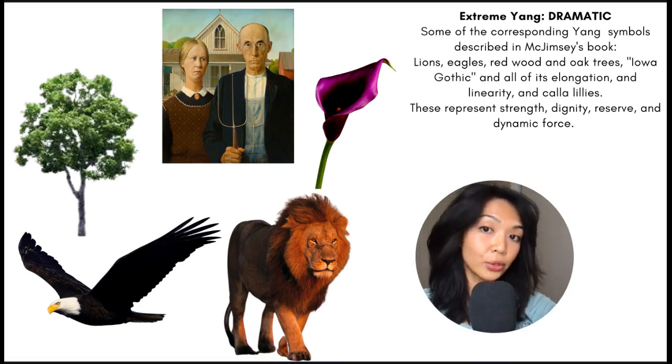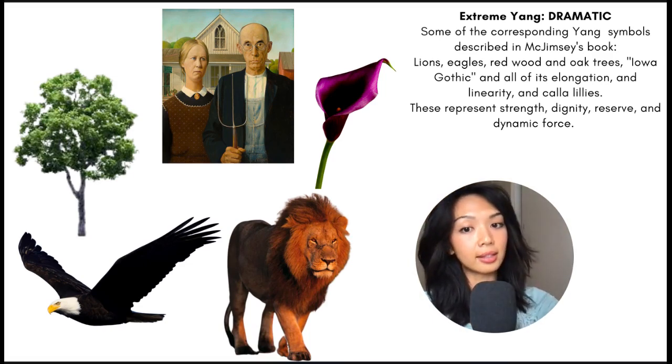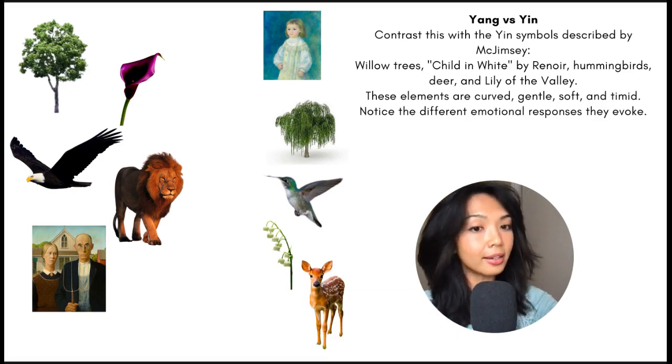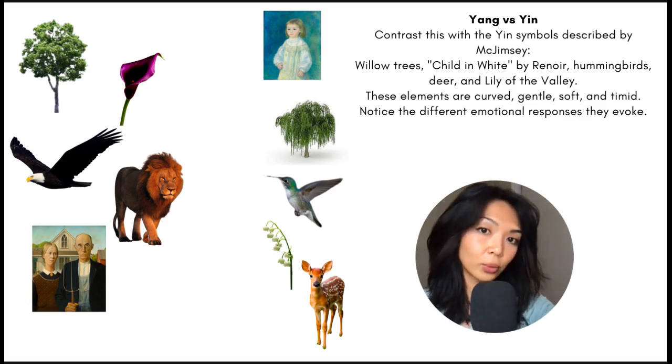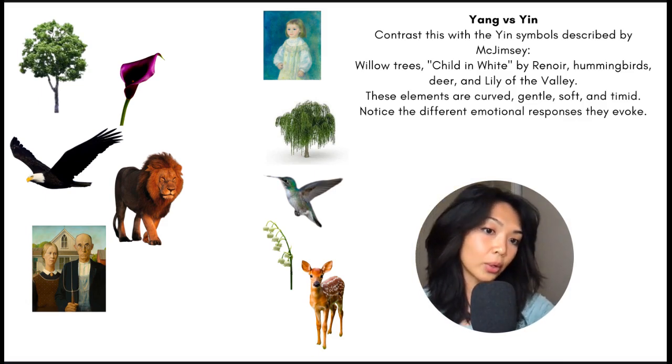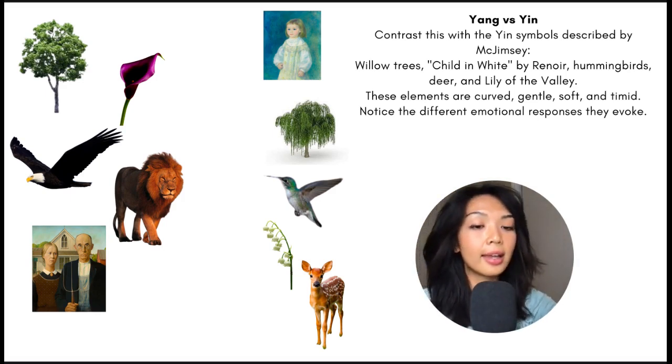Those include the oak tree, the painting American Gothic, calla lilies, lions, and eagles. These represent strength, dignity, reserve, and dynamic force, and they also tend towards solidity, linearity, and elongation. Because we are, in fact, looking at a spectrum, it helps to look at the other end. So on the right, I have the yin elements described by McJimsey. Those include willow trees, the painting Child in White by Renoir, hummingbirds, deer, and lily of the valley flowers. These elements are more curved, gentle, soft, timid, or shy, and they evoke a very different emotional response.